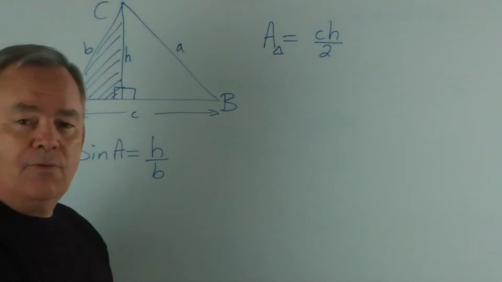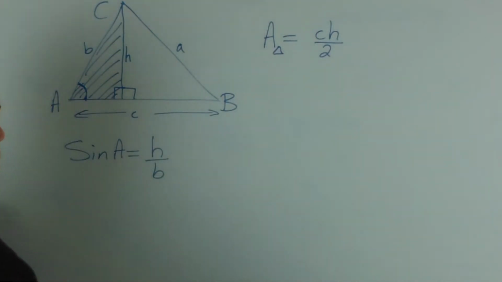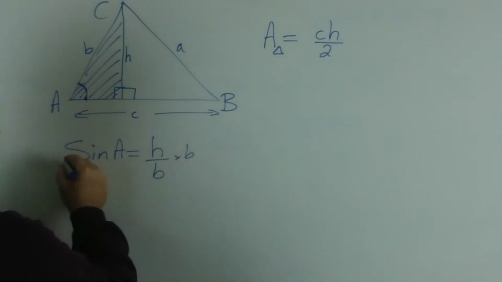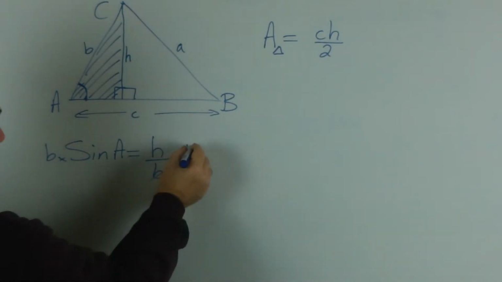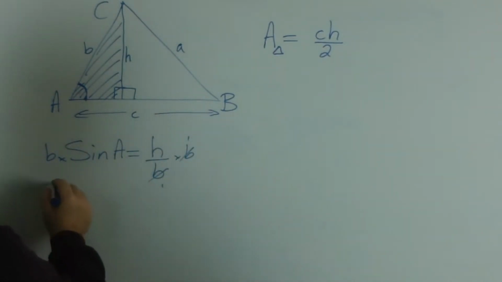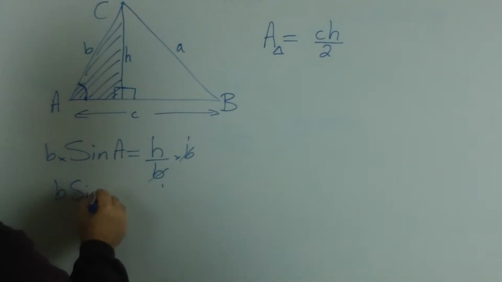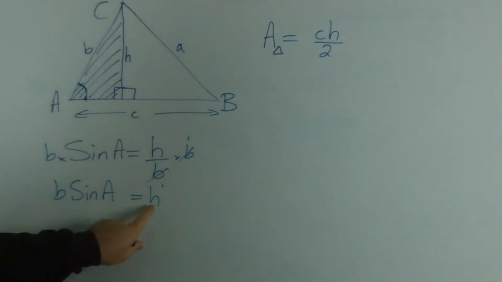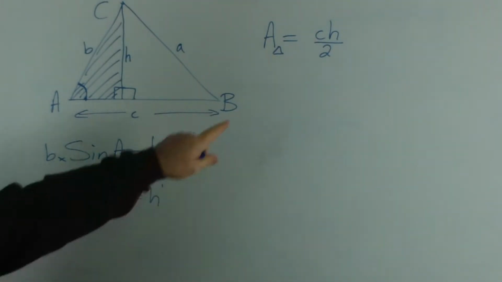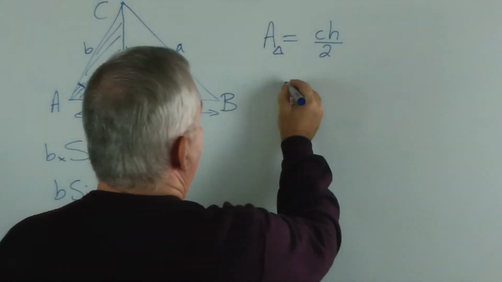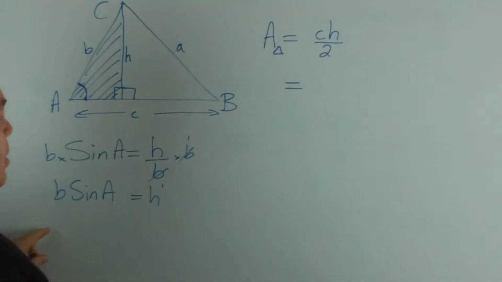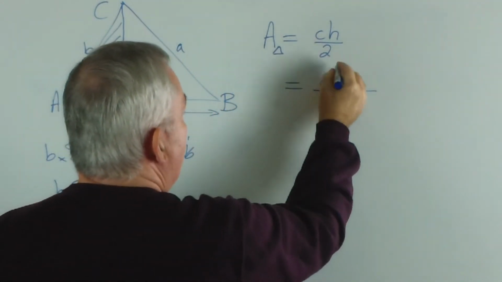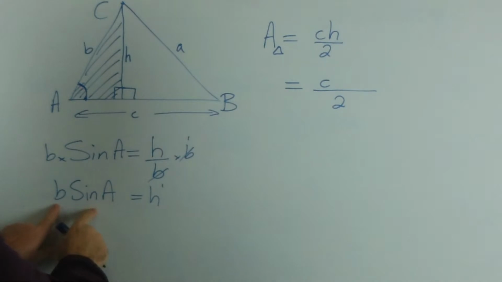If you've already seen my video about the sine rule, you will have seen this derived already. By multiplying both sides of the equation by B to get rid of this fraction, you can see that B sine A equals H. And that's the expression for H that we want to use in our area. So the area is half C times H. Now H is B sine A.